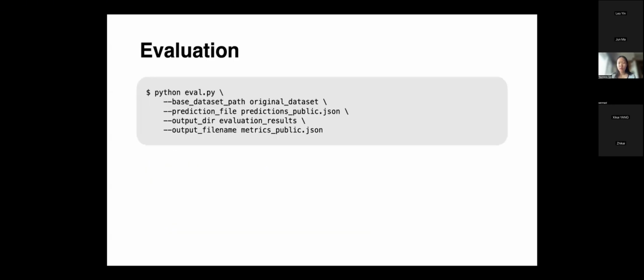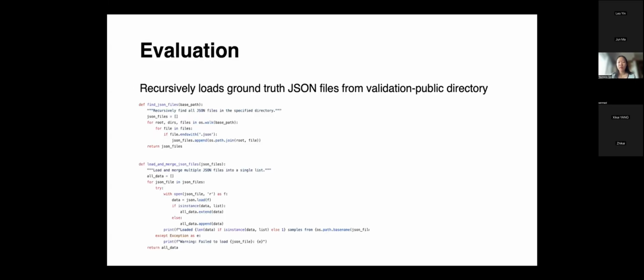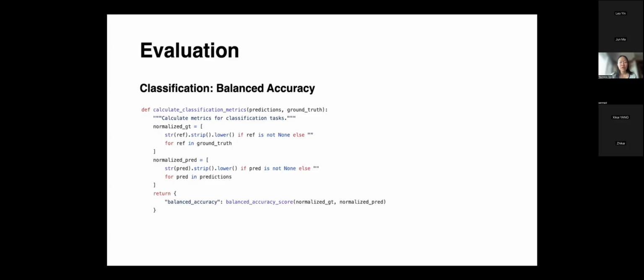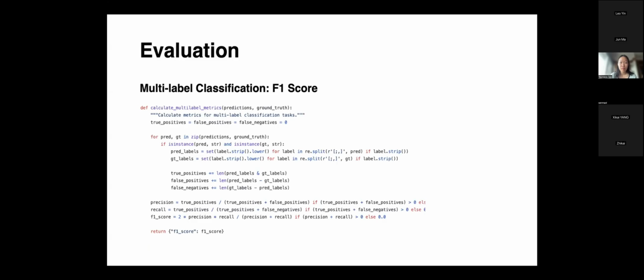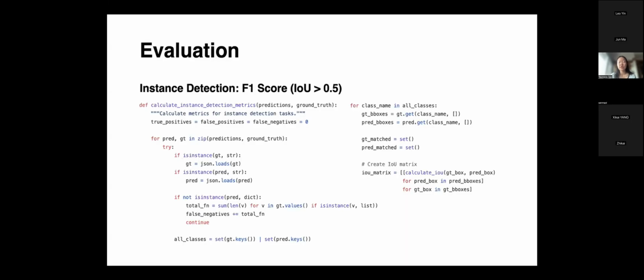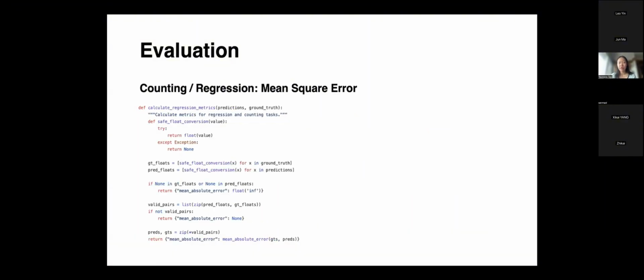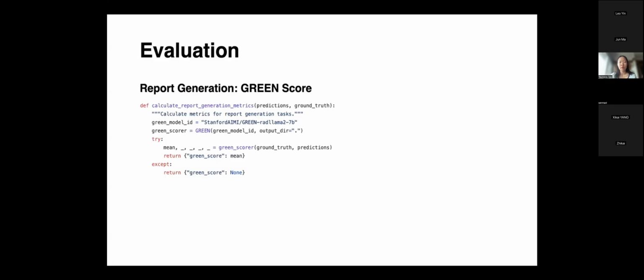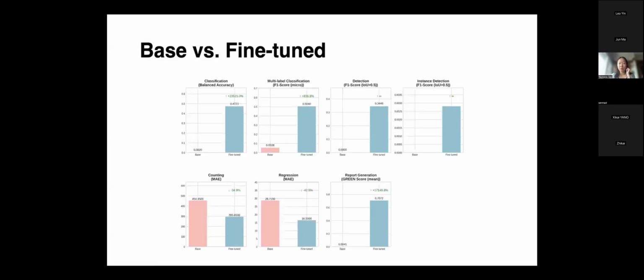In this code, you can only evaluate the validation public dataset. So it first recursively loads ground truth JSON files from the validation public directory and calculates the metrics based on the task types. As mentioned before, for classification, we use balanced accuracy. Multi-level classification uses micro-averaged F1 score, and detection and instance detection use F1 score based on IOU greater than 0.5. In counting and regression, we use mean squared error. For report generation, we use GREEN score.